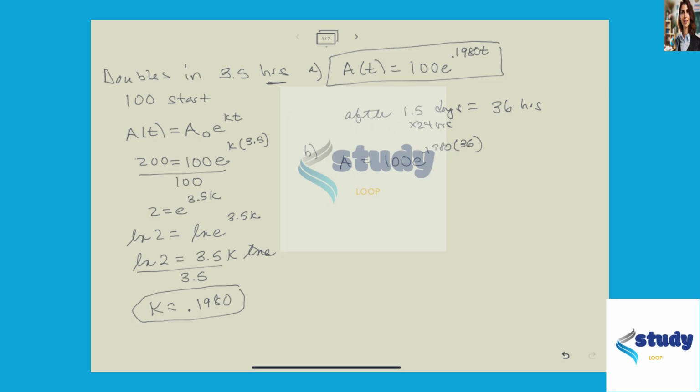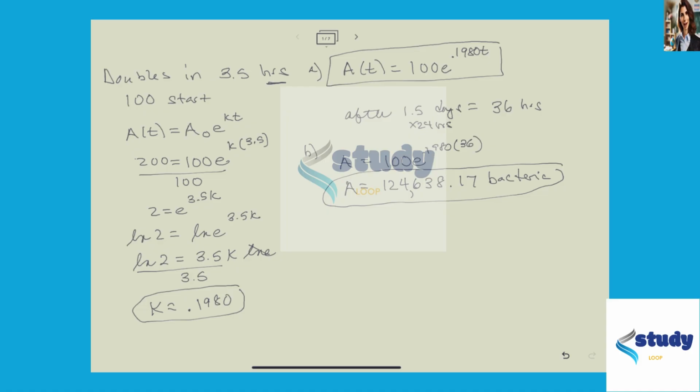Grab your calculator and raise e to the 0.1980 times 36th power, then multiply that by 100. Okay, you are going to get 1,246,388.17. That is bacteria. It sounds like a ton, right? But you have to remember it's doubling every 3.5 hours, and this was after 1.5 days.